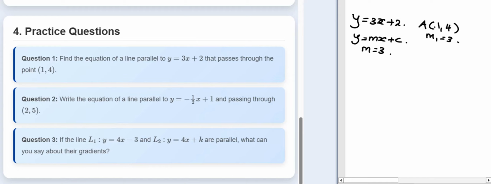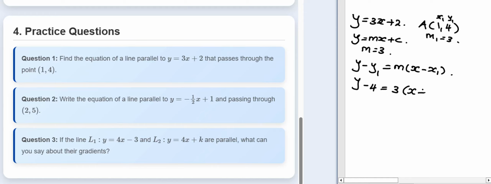So if I want to find the equation of this one, I can say this is x1 and this is y1, and then I apply my equation where I said y minus y1 is equal to m into x minus x1. And so you see, I do y minus y1, which is 4, is equal to m, which is 3, into x minus x1, which is 1.